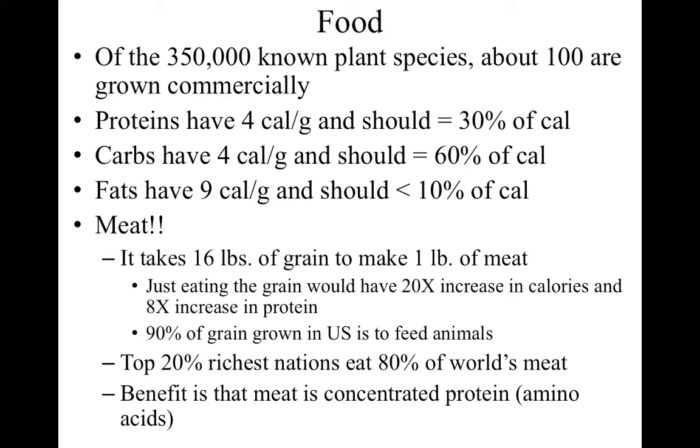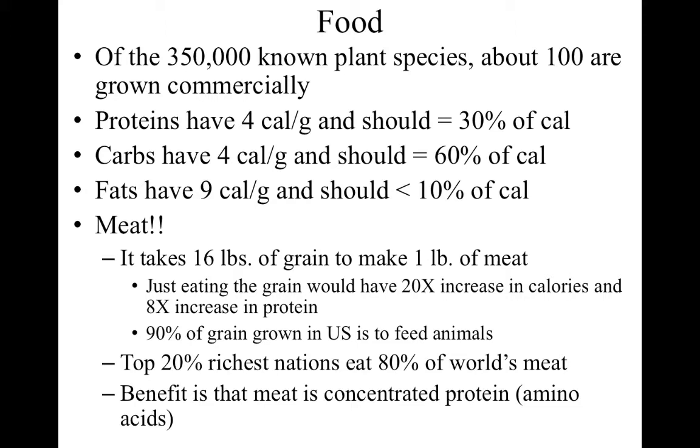Both protein and carbohydrates have the same calorie content per gram, about 4 calories per gram each. In this part of the discussion, we're referring to calories as a good thing because the whole purpose for eating is to get the energy from the food. And if we consume no calories, we would starve to death. Protein should make up about 30% of your calories, whereas carbohydrates should be about 60%. And then fats have a higher calorie content per gram at 9 calories per gram, and they should really not make up more than 10% of your diet.